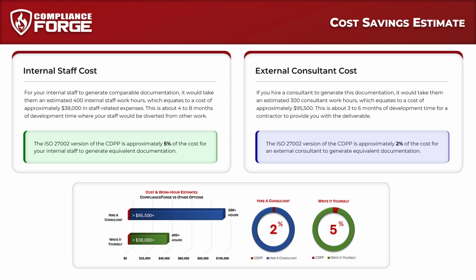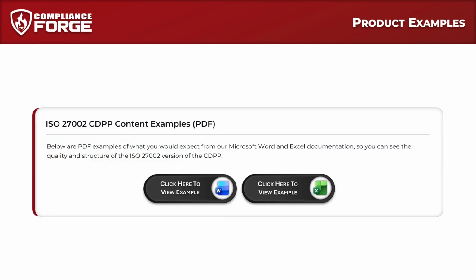The ISO 27002 version of the CDPP is approximately 5% of the cost for your internal staff and approximately 2% of the cost for an external consultant to generate equivalent documentation. The CDPP itself is $1,980. PDF examples of both the policies and standards document and the crosswalk mapping are available on the product page, so you can see the quality and structure before you buy.